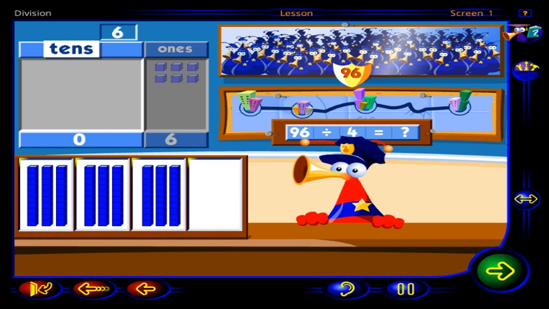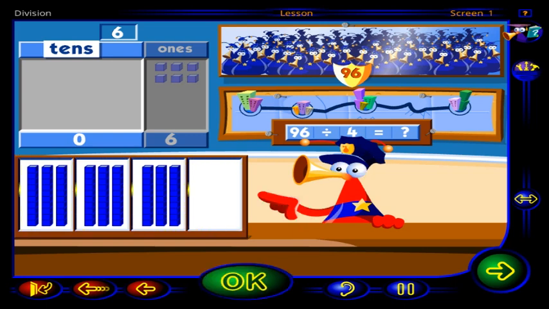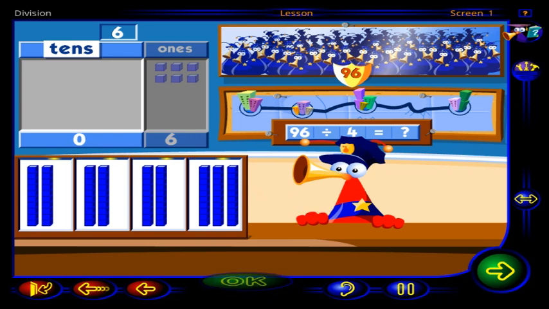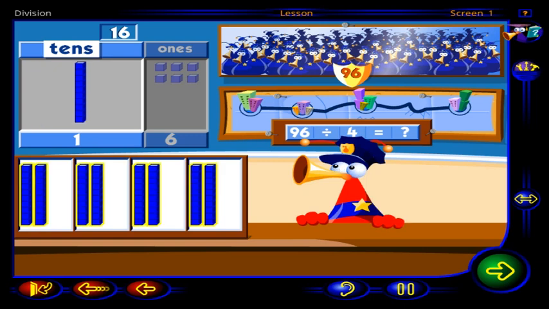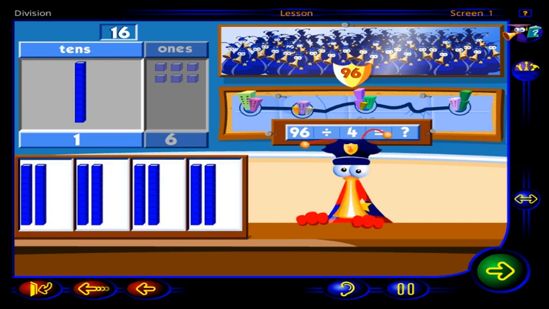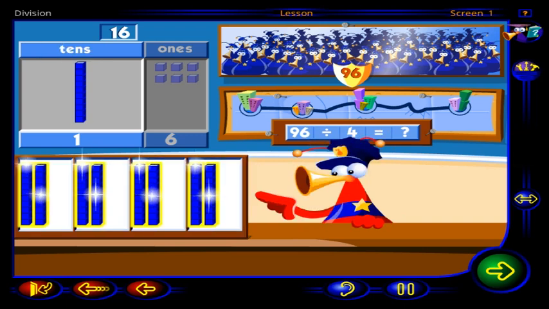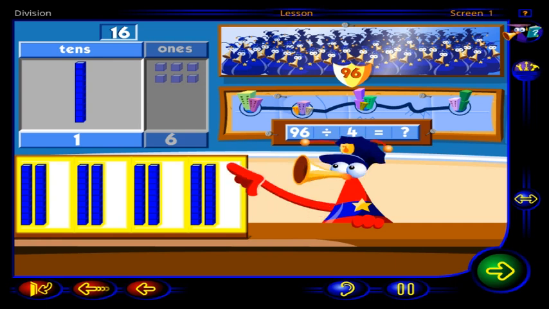That's not correct. Try again. That's it. 2 is the greatest number of 10s that you can put in each group. When we divide 9 10s equally among 4 groups, we can put 2 10s in each group, with 1 10 left over.